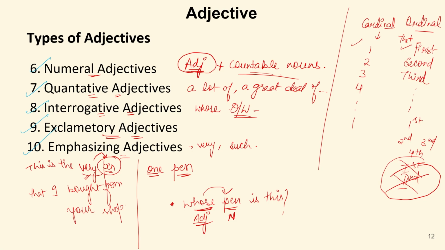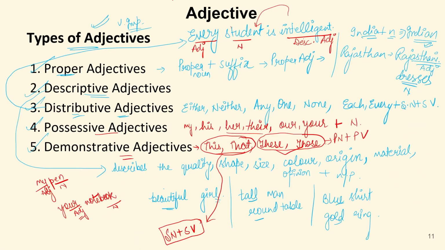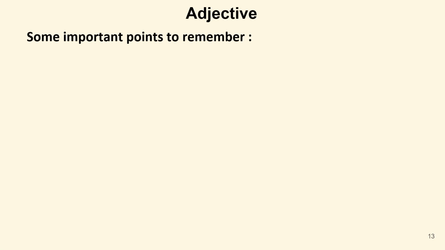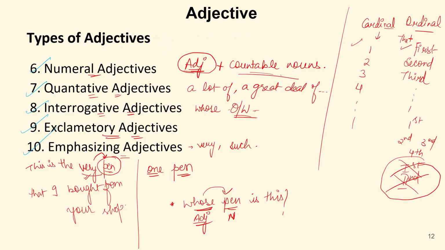So these are some types of adjectives, but we'll have some more discussion about them in the next class. We'll discuss some more examples and some more classifications of all these adjectives. This was only a brief description, but this is very important. From this part only, we see many errors in our exam. So now we'll discuss some more important points to remember about these types of adjectives.